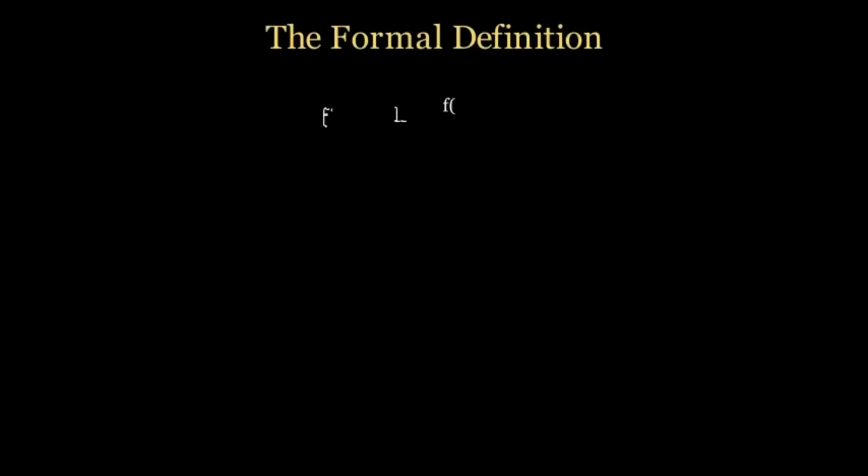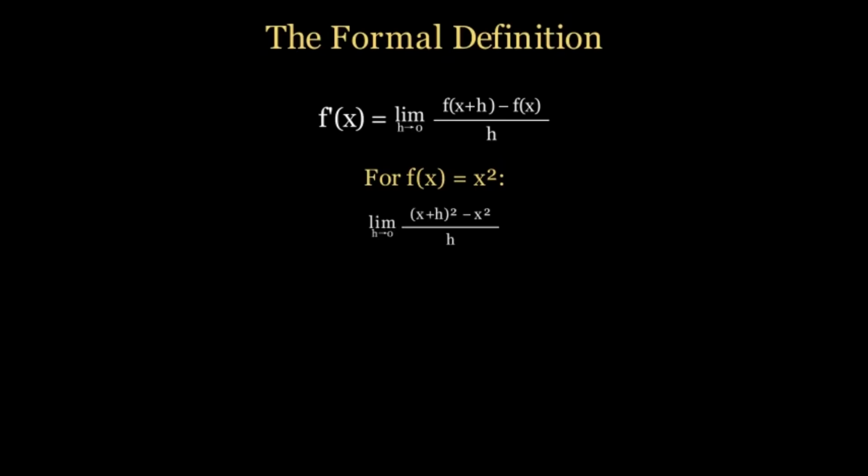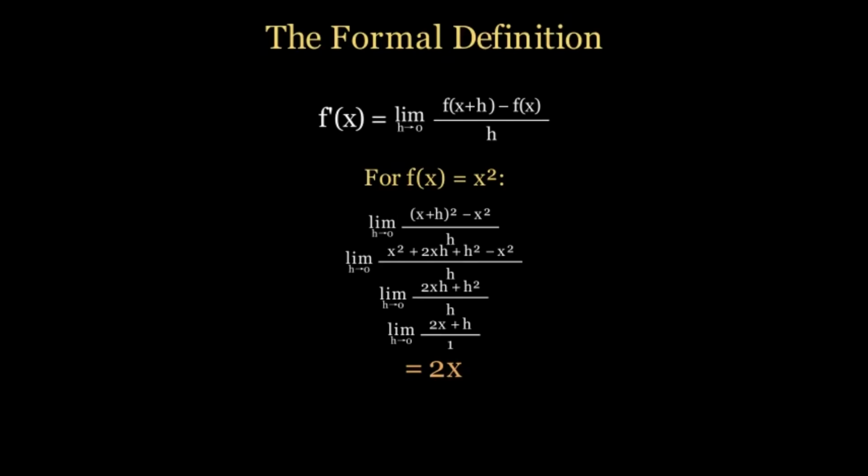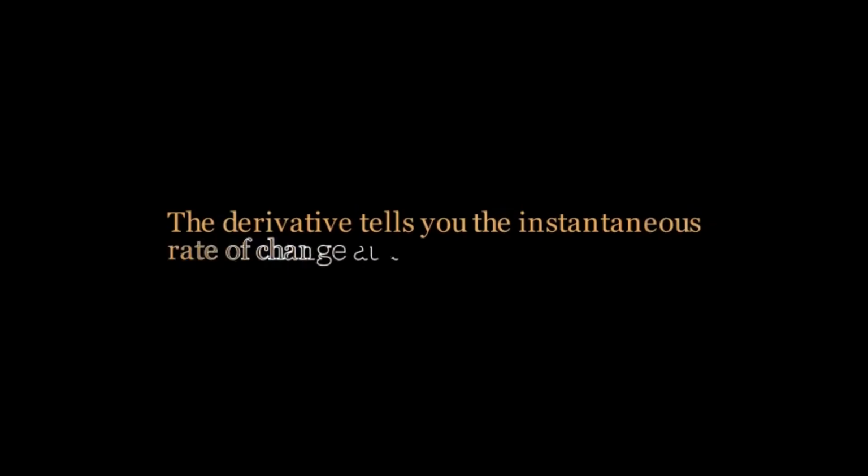The formal definition uses a limit. The derivative of f of x equals the limit as h approaches 0 of f of x plus h minus f of x, all divided by h. For x squared, this simplifies beautifully. Expand x plus h squared, subtract x squared, divide by h, and take the limit. You get 2x. The derivative is the instantaneous rate of change. It's one of the most powerful ideas in all of mathematics.